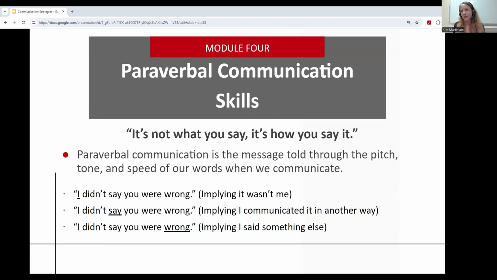And I know we all do this all the time. And you pick up more on that one word. And it could change what you actually mean in that sentence, right? So now we're going to look at the 3 parts of paraverbal communication, which is the message told through pitch, tone, and the speed of which we communicate.